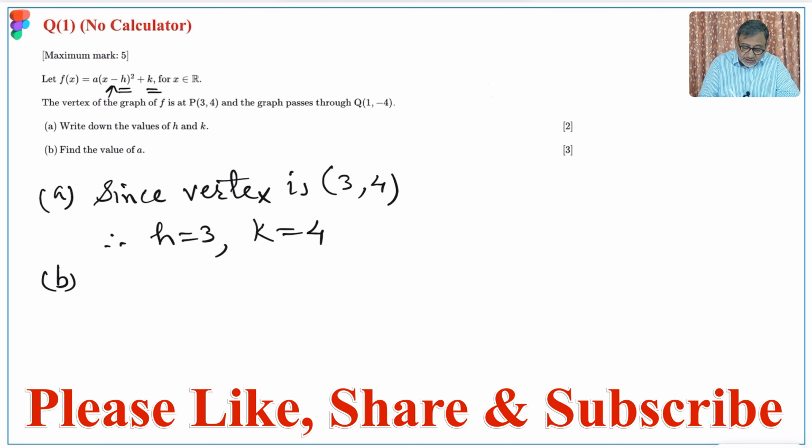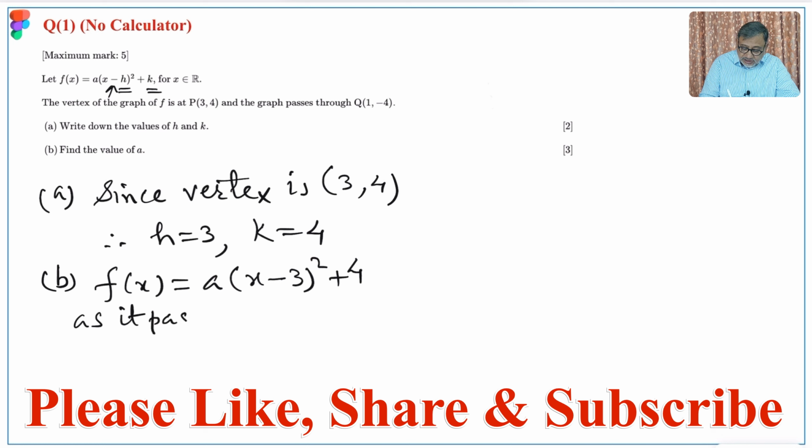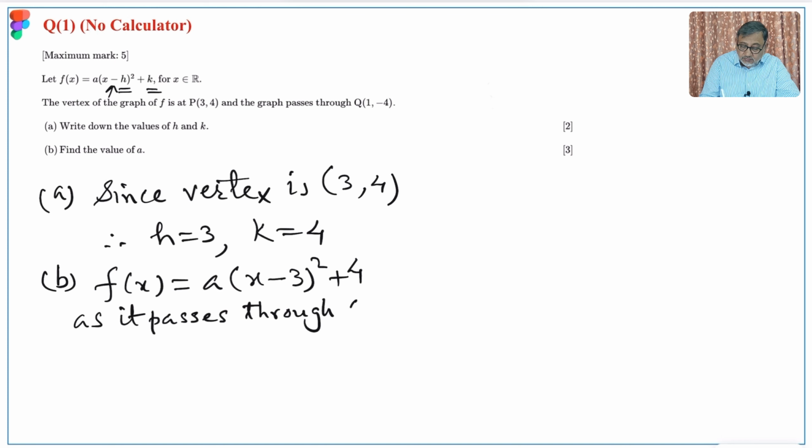Now let us see the b part, what it says. Find the value of a. Now we have h, we have k, so we will put back both the values. So f of x will become a bracket (x minus 3) bracket square plus k, which is 4. Now as it passes through the second point, 1 comma minus 4, the Q point, we'll replace x and y by 1 and minus 4.